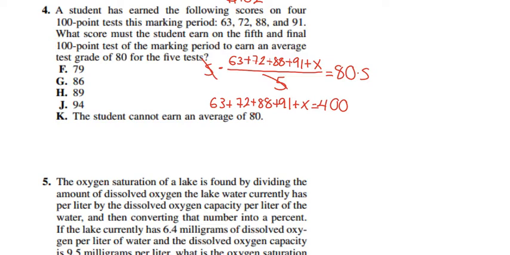Next, we're going to add all of these numbers together. 63 plus 72 plus 88 plus 91 all adds up to 314, plus x equals 400. To get x by itself, we have to subtract 314 on each side. And we'll get that x equals 86. So this means that this student has to get an 86 on their last test in order to have an average of 80% for exams.